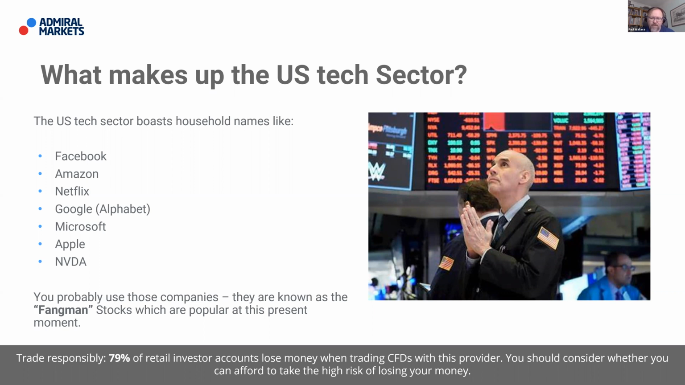And it's quite fascinating. In particular, as we see here in 2020, some of the very popular ones presently are known as the FANGMAN stocks, which are very popular at this present moment. So what does FANGMAN stand for? Well, as you can probably see there: Facebook, Amazon, Netflix, Google (Alphabet), Microsoft, Apple, and NVIDIA. That makes up the FANGMAN stocks.